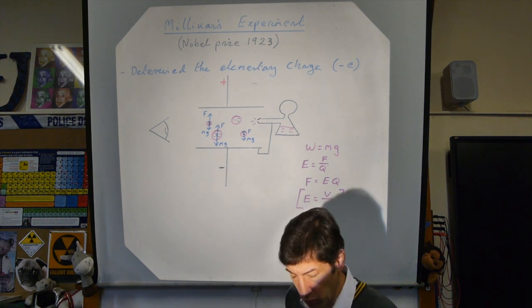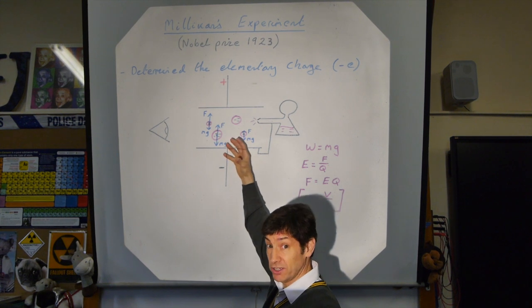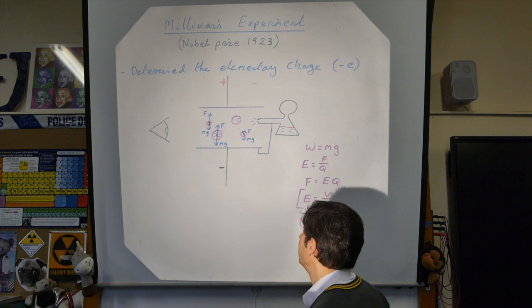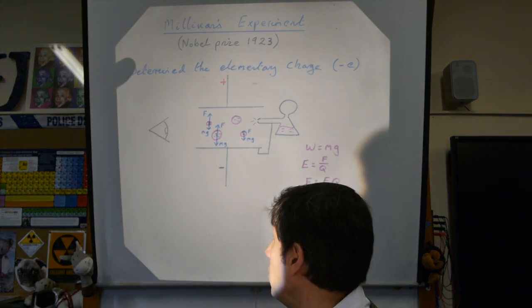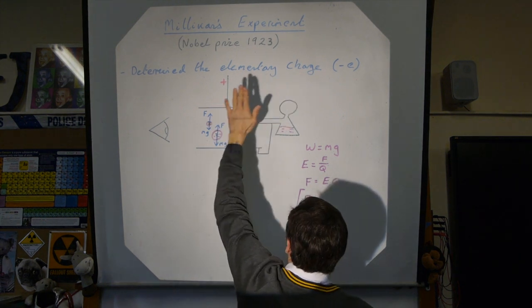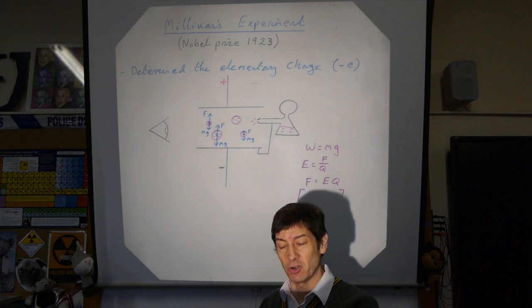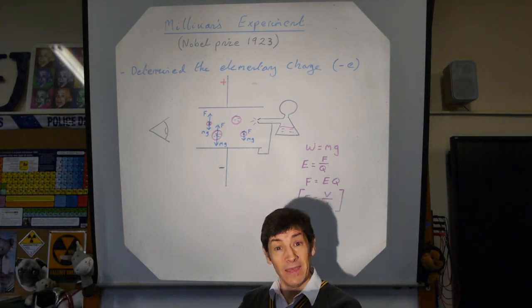And so what he noticed was that there was an amount of charge the drop could have, or twice that charge, or 3 times that charge, or 4 times that charge. And indeed, he'd shown that the charge on the electron, the elementary charge, was quantized. It comes in discrete chunks of 1e, 2e, 3e, 4e, etc.